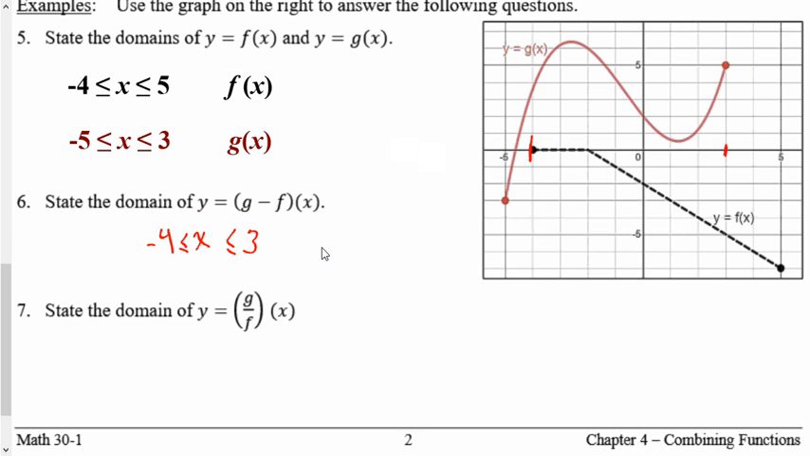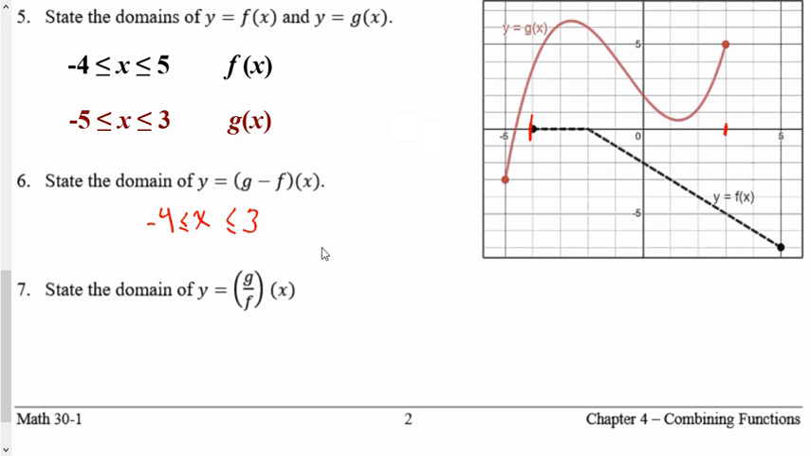For number 7, it's a little bit trickier because since I'm dividing, there are now going to be some additional restrictions because I can't divide by 0. So I'm going to take a look here and see, well, g of x, that's this curvy function. It's dividing by the f of x function. Well, f of x exists, but then it's 0. I can't divide by 0. So I can't use -4 or -3 or -2. I can't use any of those values up to here.